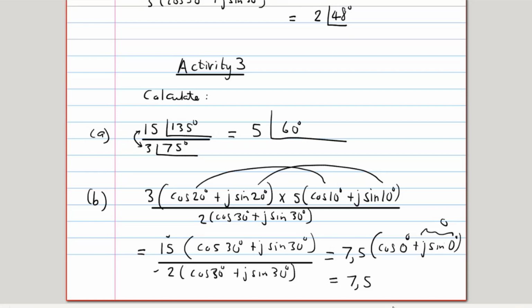So this was activity 3. Let me just verify my result here. Activity 3, yes, it seems fine, okay? Yeah, it seems fine.